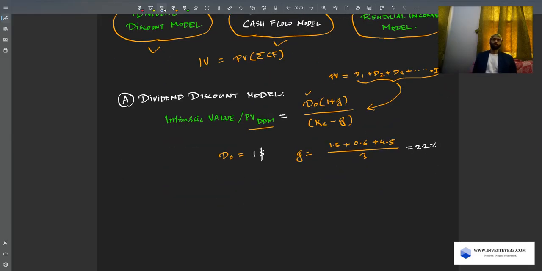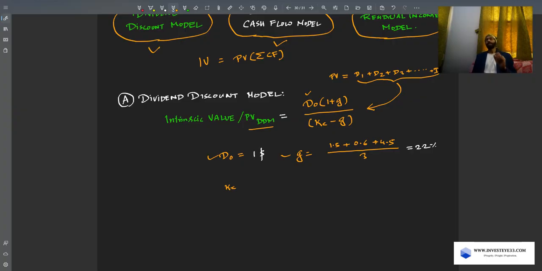Now the next job is to find out the cost of the equity. Right? Once these three values are there, we are also in a position to calculate the intrinsic value in the first way, that is the dividend discount model way of doing things.